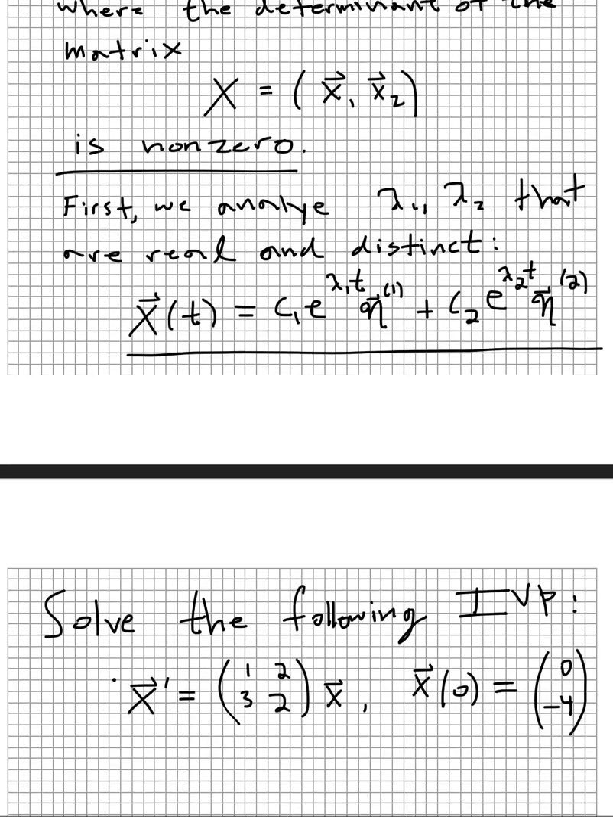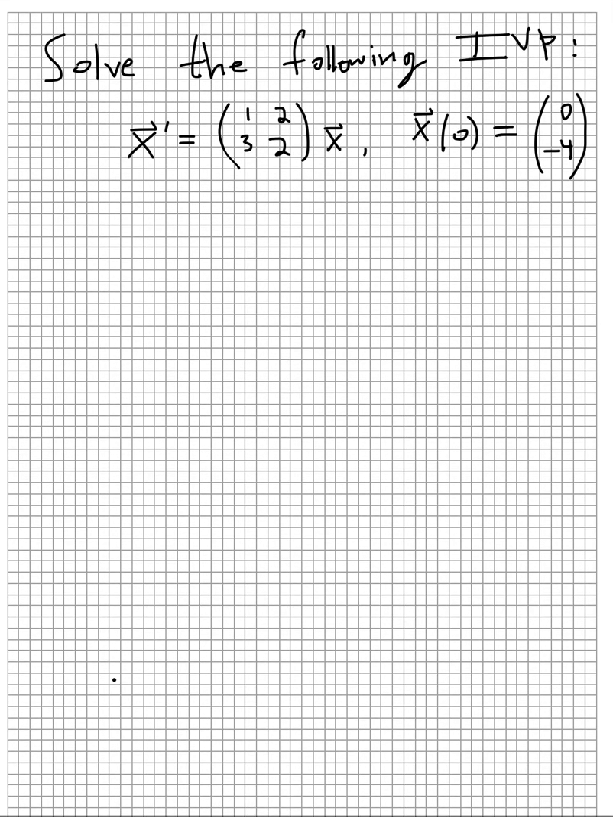So to kick things off, we're going to solve the following IVP, which says we have some vector and its derivative is equal to this coefficient matrix with 1, 2, 3, and 2, and an initial condition as well. So the very first thing we need to do, since we're solving a system of first order differential equations, is to find the eigenvalues for the matrix. So let's do that. Determinant, first step. So this is the number one step.